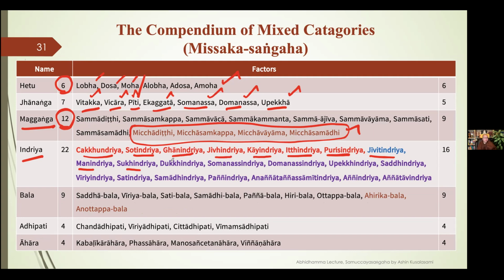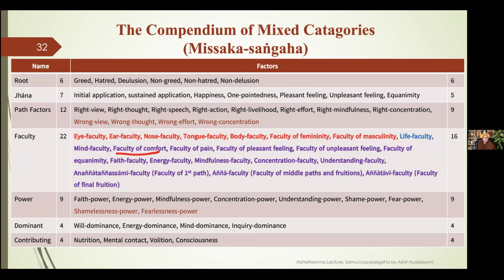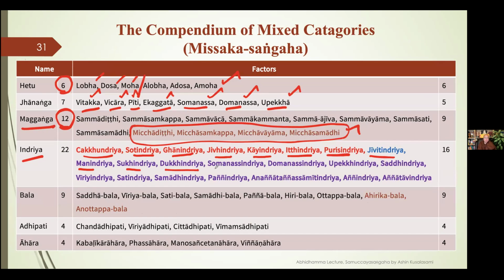Sukha is happiness, sometimes we say that, but we don't say the happiness faculty, so comfort is better. Dukkhindriya is the faculty of pain. Somanassindriya, faculty of pleasant feeling; Domanassindriya, unpleasant feeling; Upekkhindriya, equanimity; Saddhindriya, faith or confidence; Viriyindriya, energy, effort; Satindriya, mindfulness; Samadhindriya, concentration; Paññindriya is wisdom or understanding.